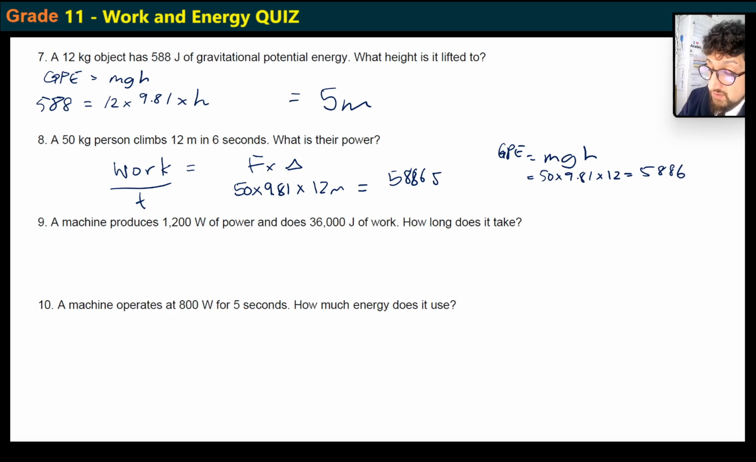Now, of course, I've just found the work or the change of energy. I still need to divide it by 6. Sorry, I need to write it properly. So power is equal to work over time, which is going to be 5886. I'll do it the long, boring way. 5886 divided by 6, which is 981 watts.